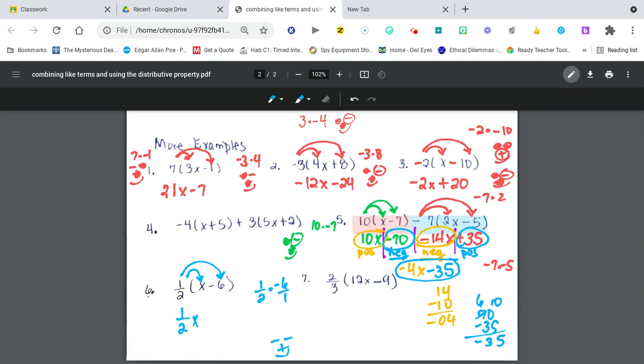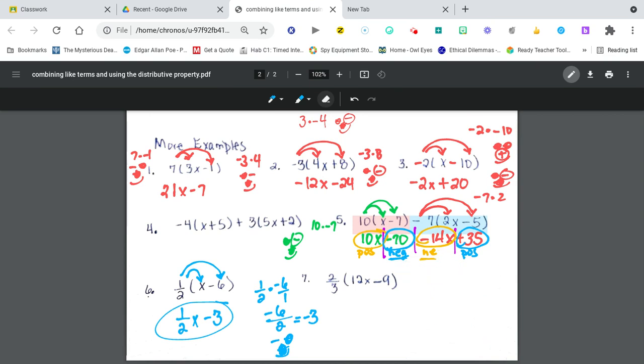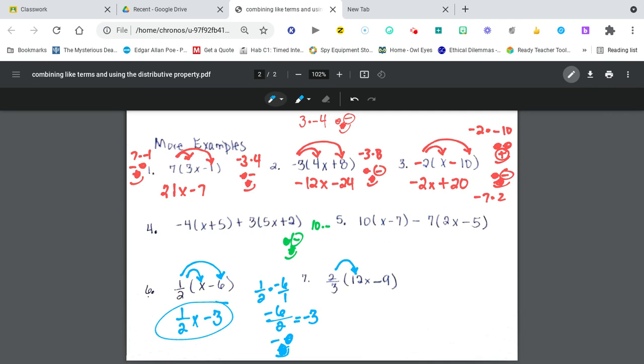You got a positive 1/2 and a -6/1. So I know my answer is going to be negative something. All right, so top times top gives me 6, and then bottom times bottom gives me 2. So my answer is -3. And that's that problem. Remember, when you're multiplying fractions, you need to do top times top and bottom times bottom. So here it's going to be 2/3. See if you can do that problem on your own.